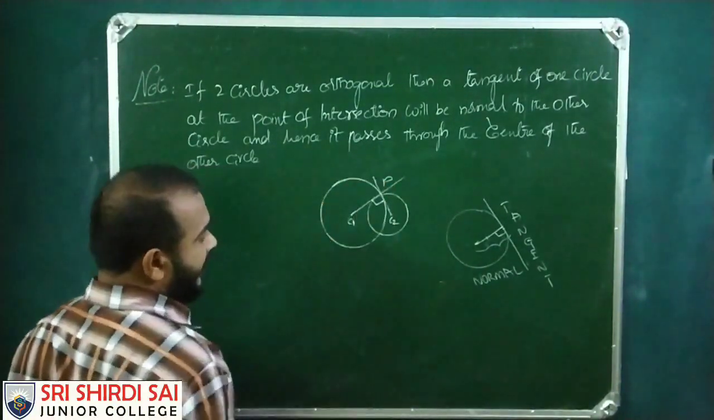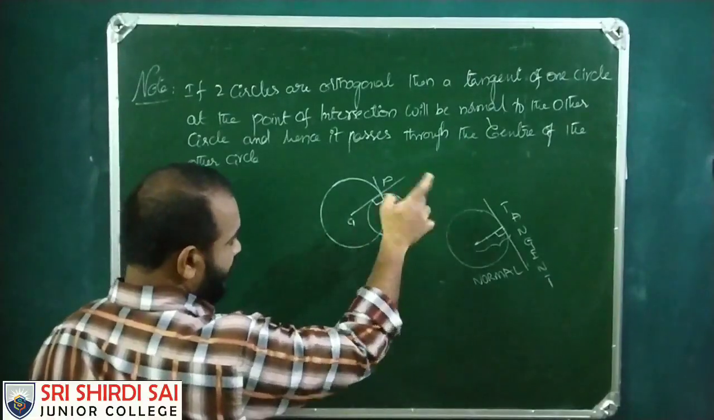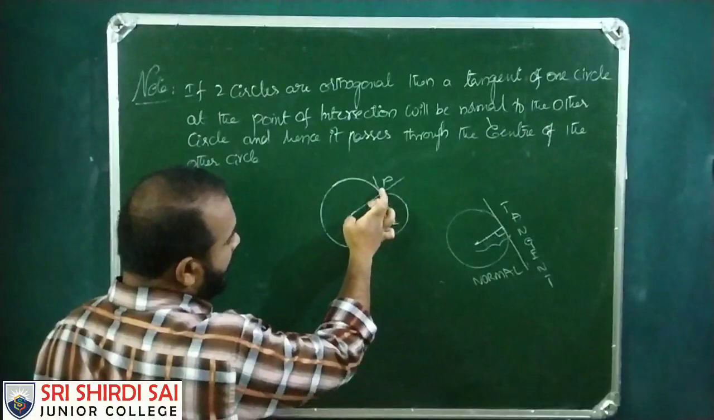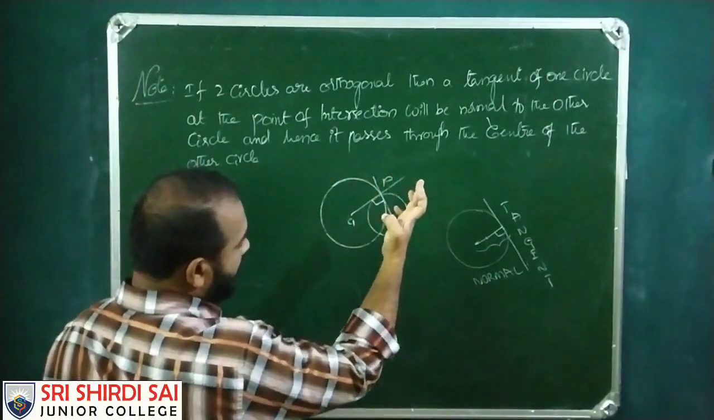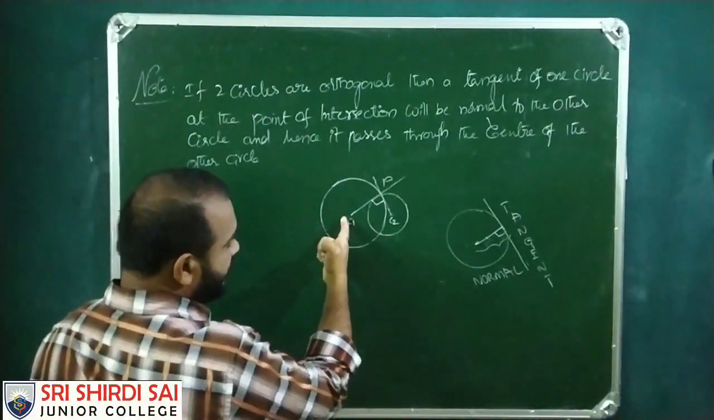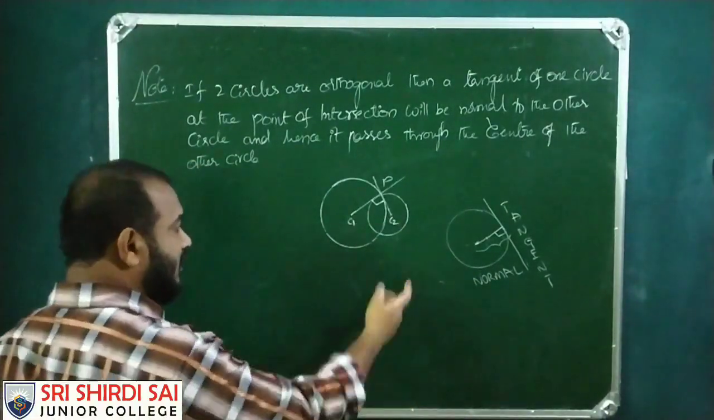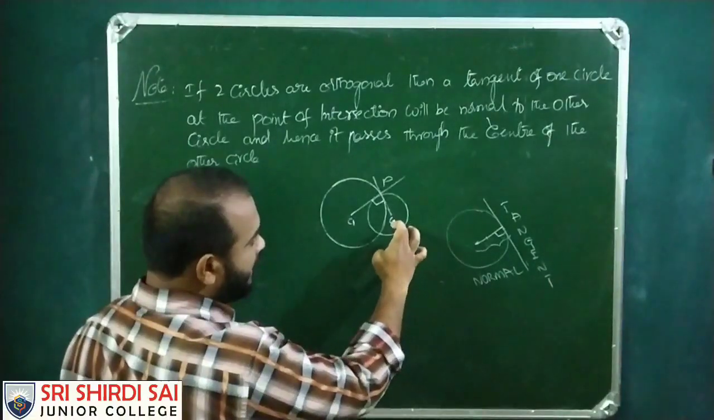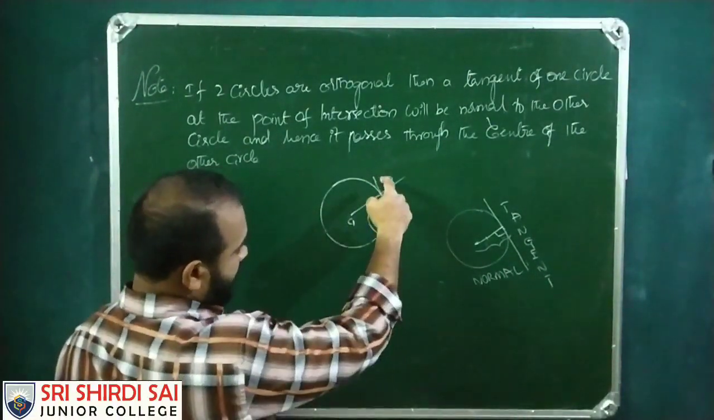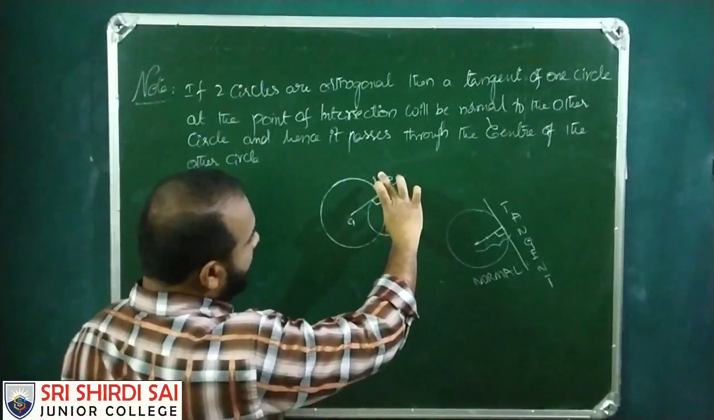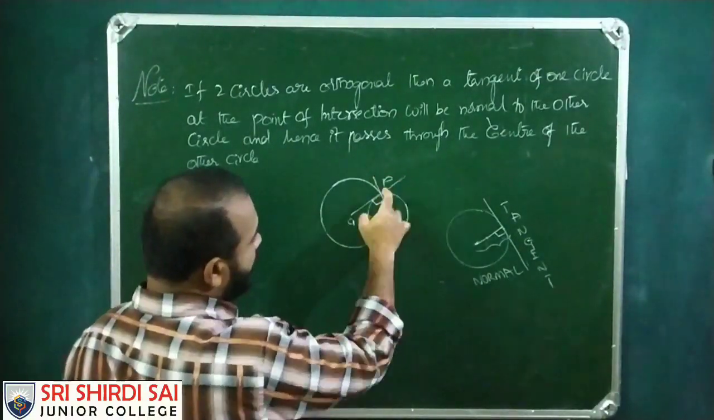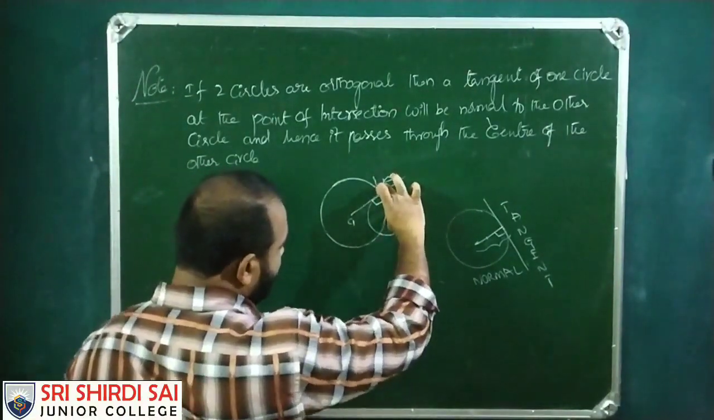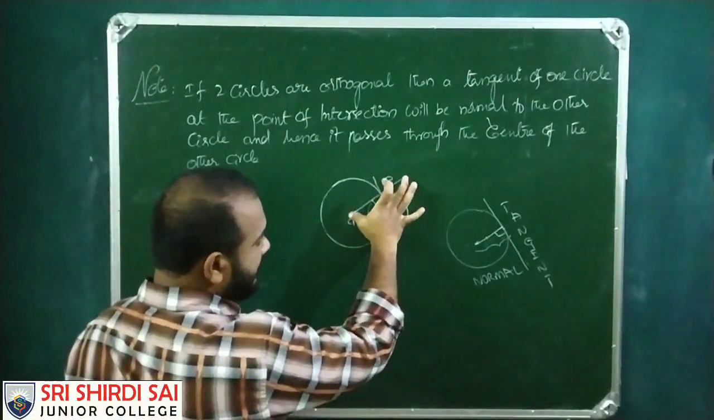C1P is the tangent of the small circle. At the same time, C1P is the normal of the big circle. Normal is always passing through the center of the circle. So is the case with the other circle. So this PC2 is the tangent of the big circle. At the same time, PC2 is the normal of the small circle's tangent.